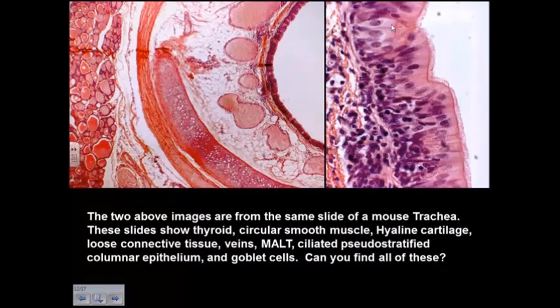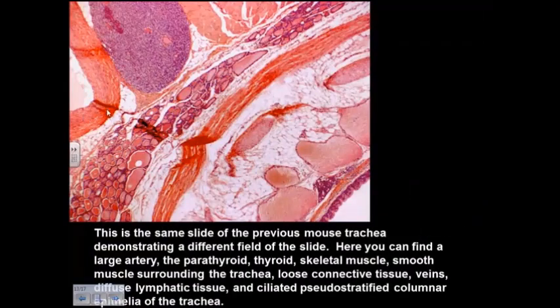Okay, so high magnification of the ciliated pseudostratified columnar epithelia. There's some nice cilia there. This is a lower power. You see some, looks like veins. It's a lot of adipose, the hyaline cartilage, some smooth muscle, and the thyroid. And here's a parathyroid. Here's a large artery. Here's some skeletal muscle in your neck.